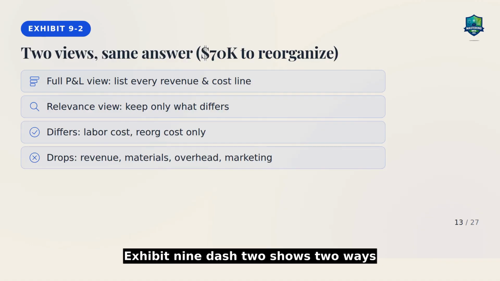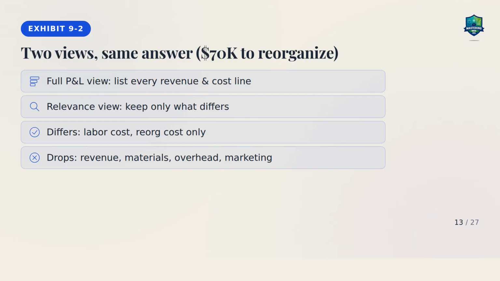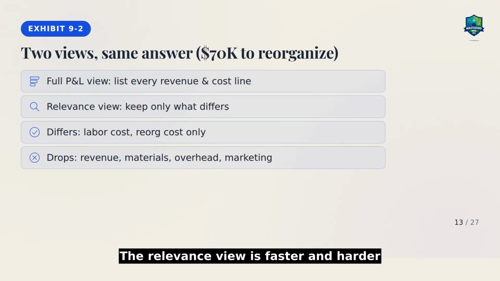Exhibit 9-2 shows two ways to analyze the same decision. The full income statement view on the left lists revenues, materials, labor, overhead, marketing, everything. The relevance view on the right strips out everything that doesn't differ, and that's revenues, direct materials, manufacturing overhead, and marketing. What's left is labor cost and reorganization cost. Both views give the same answer, $70,000 in favor of reorganizing. The relevance view is faster and harder to mess up.